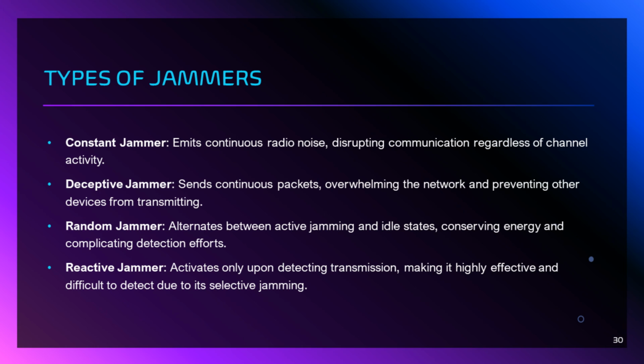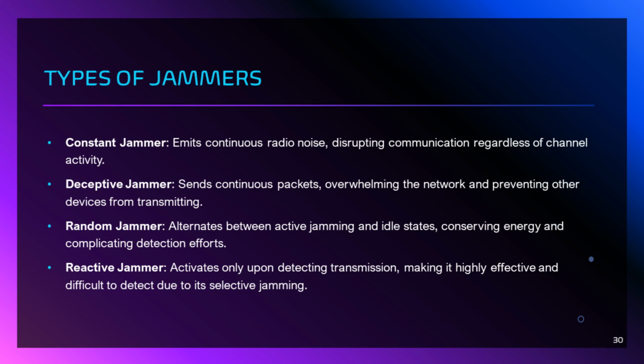So here are your types of jammers. You have your constant jammer, which emits continuous radio noise, and this disrupts communications regardless of the channel activity. We have a deceptive jammer, which sends continuous packets, and this overwhelms the network and prevents other devices from transmitting. Think of it like a DoS attack. Don't think of it, it is a DoS attack.